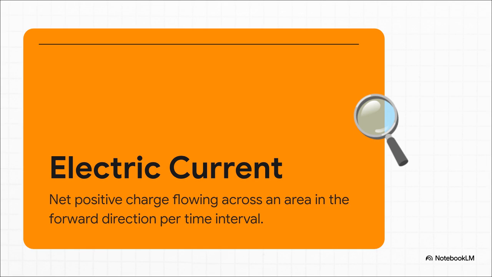So the crucial takeaway here is that current is essentially a measure of traffic, specifically the net charge crossing a checkpoint over a given period, and we measure this traffic in amperes. Managing this traffic is exactly how we ultimately deliver electrical energy and power to all your devices.